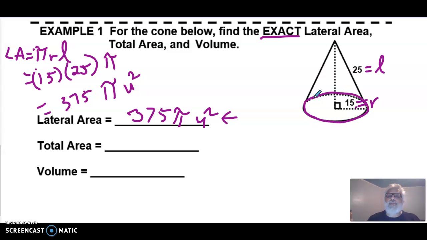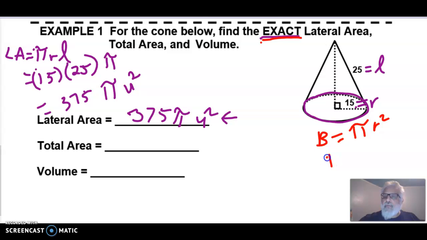Now, the area of the base is a circle. So the area of a circle is pi r squared. And again, I just want to note that we're talking about exact. If we're talking about exact, we're going to keep pi in the answer. So pi is going to be part of the answer. So the area of the base, I'm going to put capital B. That's always, capital B is always the area of the base.